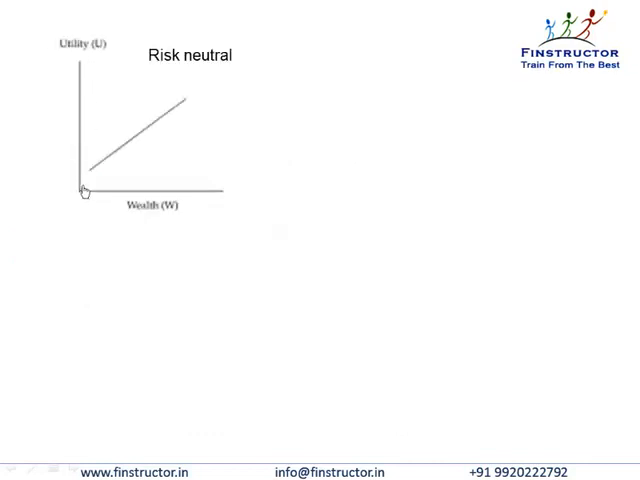These diagrams depict the utility function of an investor. That is, what is the satisfaction he derives from a given amount of wealth? For a risk neutral investor, as his wealth increases, the satisfaction he derives from the wealth also increases in a linear fashion. More wealth, more happiness. More wealth, a proportionately higher happiness is what he feels.